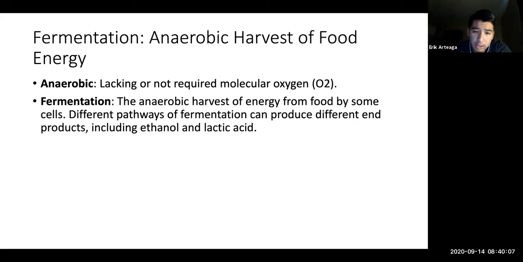So yeast will ferment, right? And they'll have an ethanol fermentation process, right? This is where we get our alcohol from. Whereas humans or mammals will have lactic acid fermentation, okay? So this is going to be converting that pyruvic acid into lactic acid, again, in order to harvest that NAD, okay?